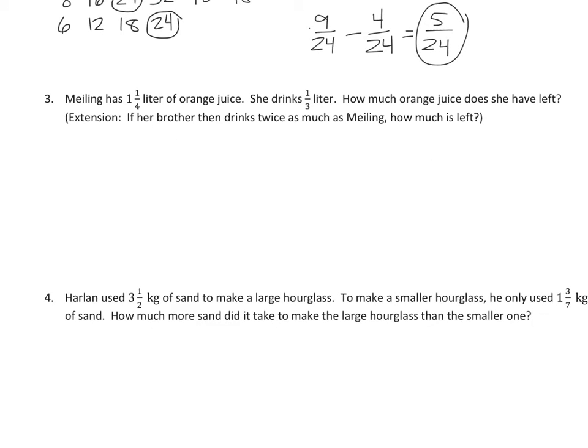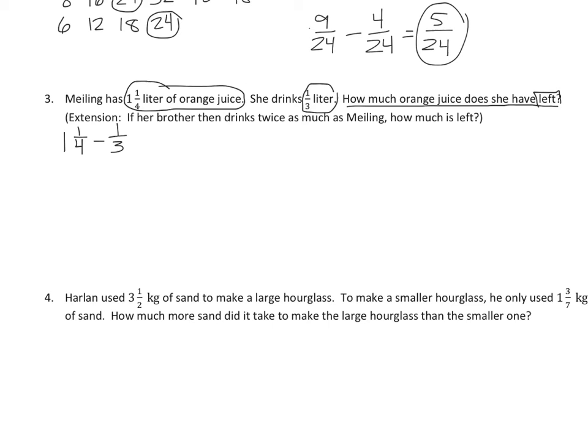And the last one, number 3, Mei Ling has 1 1/4 liters of orange juice. Let's go ahead and circle that. It says she drinks 1/3 of a liter. The question says, underline it, how much orange juice does she have left? So the word left is a key word that we're going to subtract. So we're going to take 1 1/4, and we're going to take away 1/3 from it.